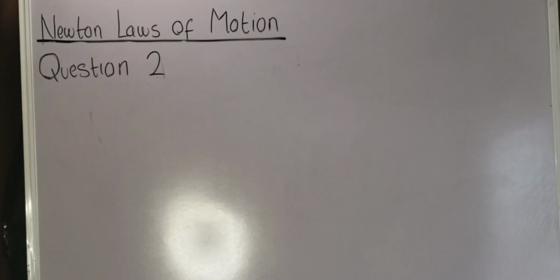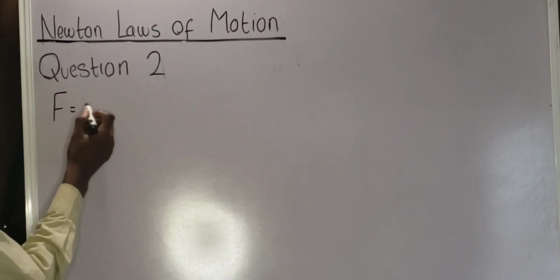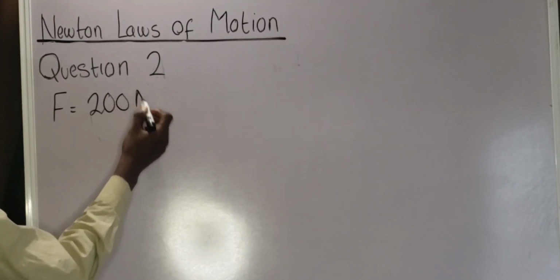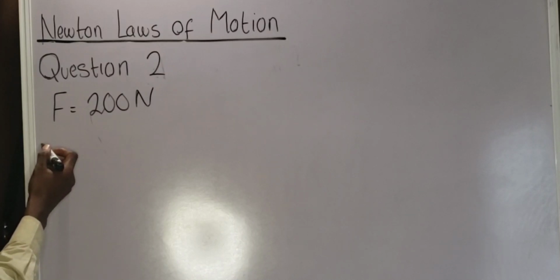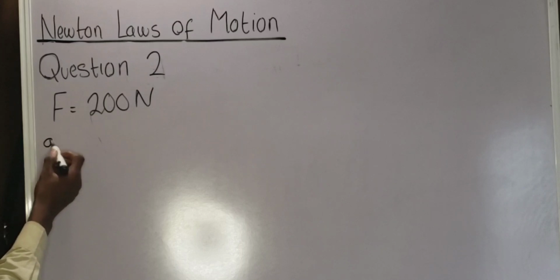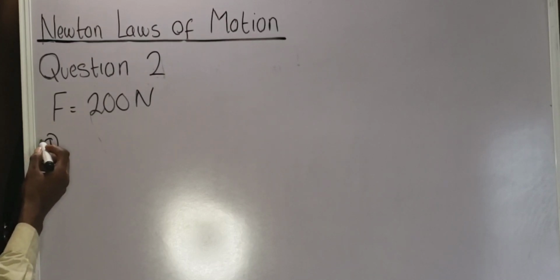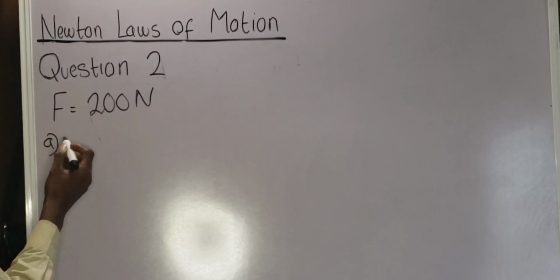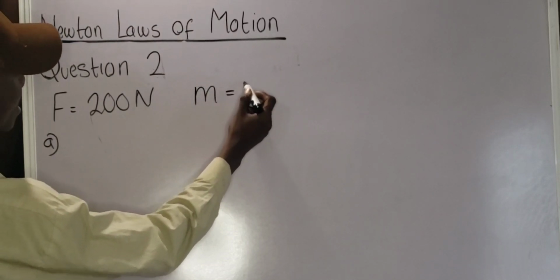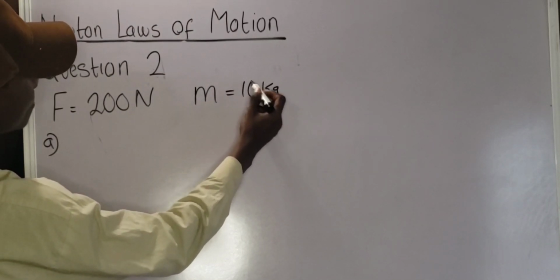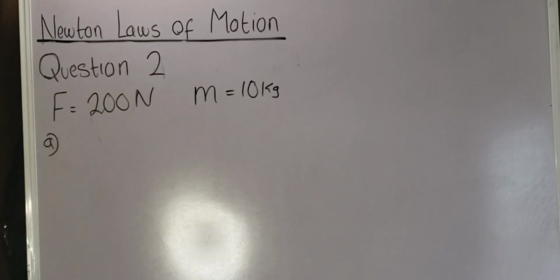Okay. Now, from this question, we've been given that the force is 200 Newton. That is the first parameter here. Now, let's start with the first question. We are told to calculate the acceleration of the box. We have been given that the mass of the box is 10 kilogram. Okay, now let us proceed.